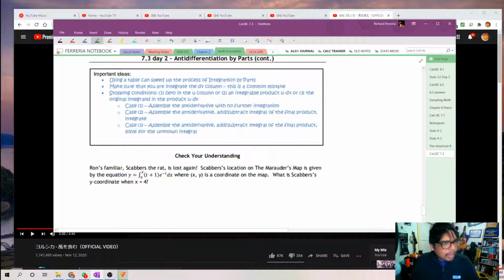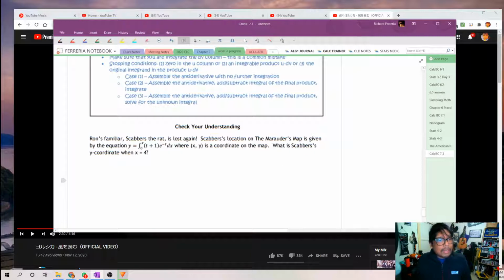And then here is what happens in each one of those three cases. Case 1, assemble the antiderivative with no further integration. Case 2, assemble the antiderivative and add or subtract the integral of the final product, and then integrate. And then case 3, assemble the antiderivative and then solve for the unknown integral.